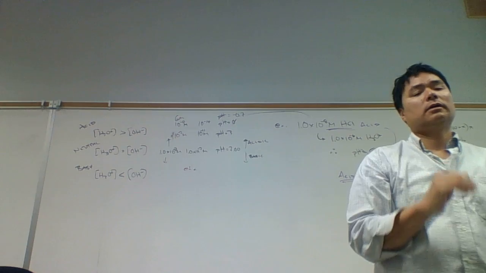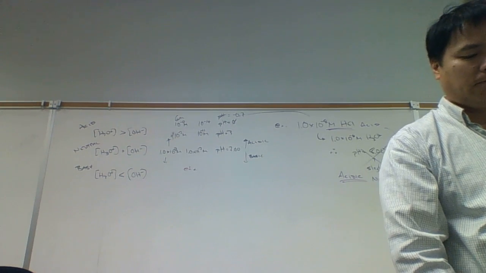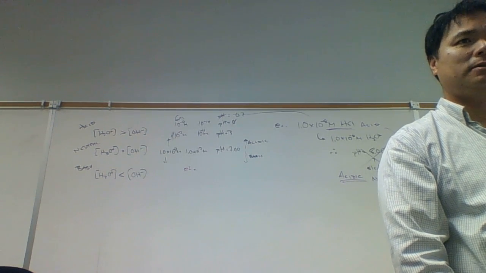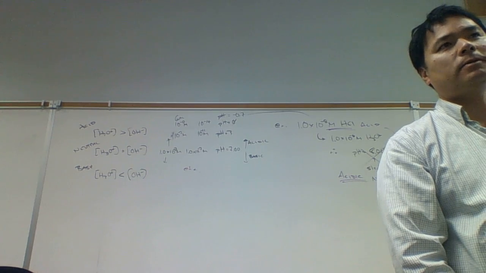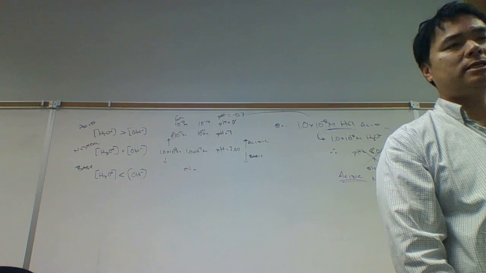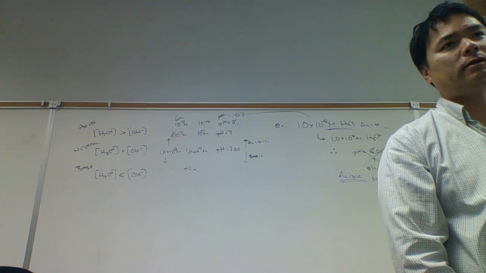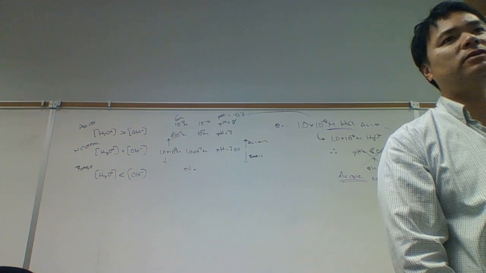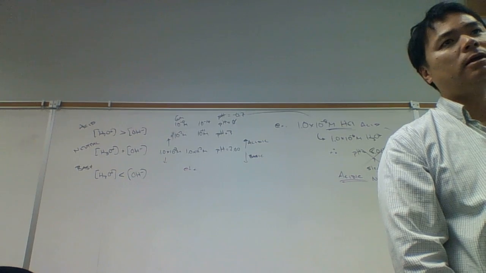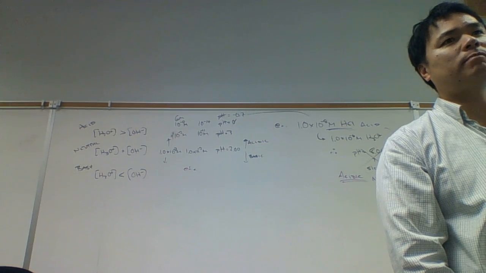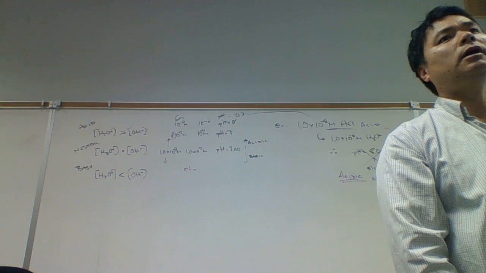Okay, it's working. So the question is, are you guys on the second ICE table? If you're on the second ICE table, you want to reset the water equilibrium. You don't want to put in 10 to the minus 7 and 10 to the minus 7. If you put in 10 to the minus 7, 10 to the minus 7, you're just making the math harder for you. And so the easiest thing is to just reset both of them to 0.